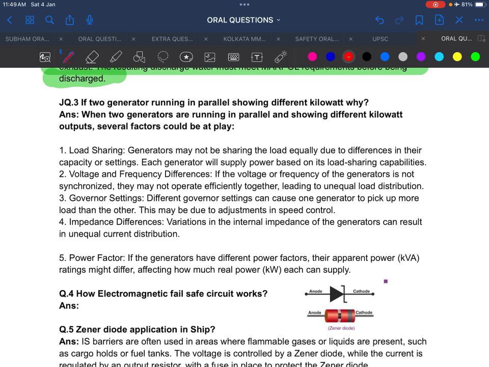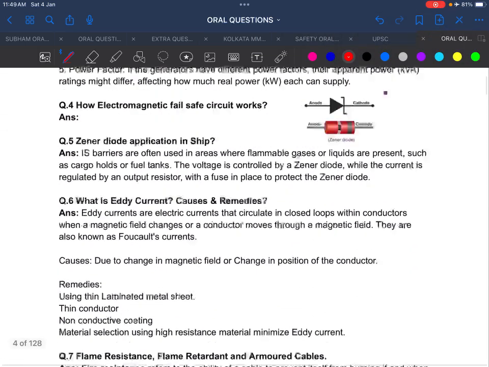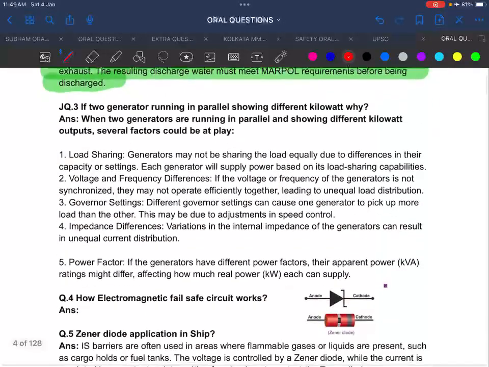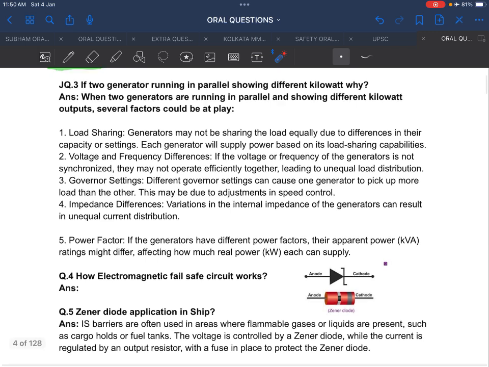This question I will talk about, but I need some page here for your understanding. Okay, I take one page. What is the question you see here? The question is: if two generators running in parallel show different kilowatts, why? Two generators running in parallel at different kilowatts. Kilowatt, you know, is the actual power, and there is reactive power, and you know there are various types of powers.